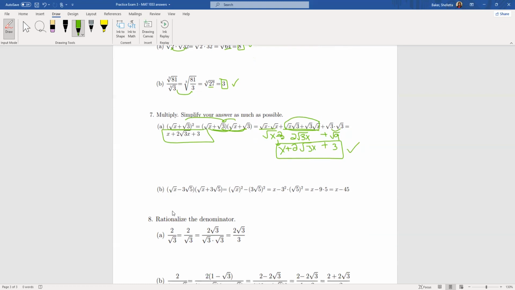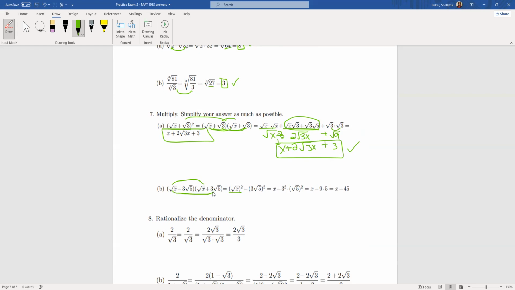For letter B, we're distributing again. Square root x times square root x gives us the square root of x squared. Now square root x times that 3 square root 5 will give us 3 times the square root of 5x. Right, we're taking that square root x times 3 and square root 5. And then we have a minus 3 square root 5 times that square root x. That'll give us a negative term. And then on the end, we see negative 3 times that 3 square root 5.